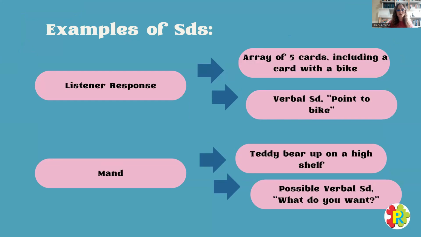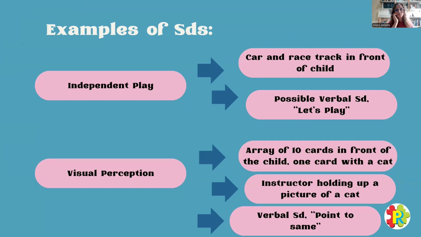With a listener response trial, you might have an array of 5 cards, including a card with a bike, and the verbal SD, point to bike. With a mand, you might have a teddy bear up on a high shelf with a possible verbal SD of, what do you want? With independent play, you might have a car and a racetrack in front of the child with a possible verbal SD of, let's play. With a visual perception trial, you might have an array of 10 cards in front of the child, 1 card with a cat, as well as the instructor holding up a picture of a cat and the verbal SD, point to same.